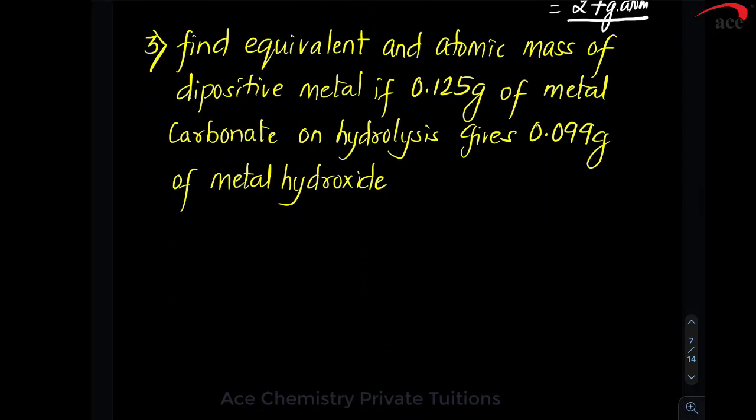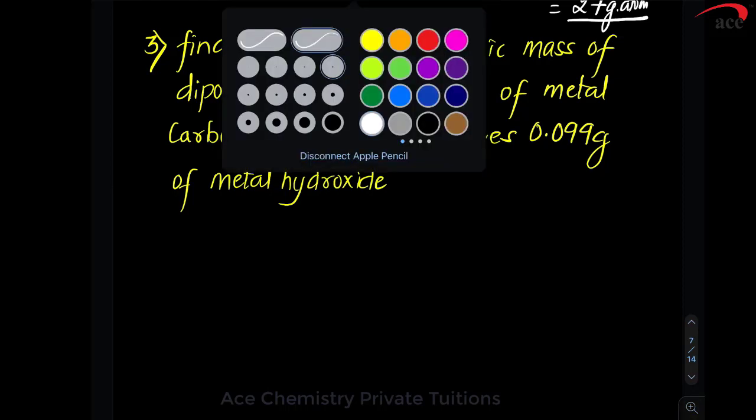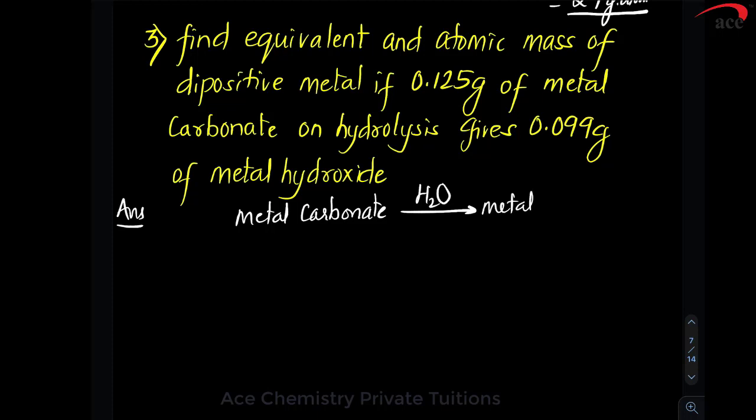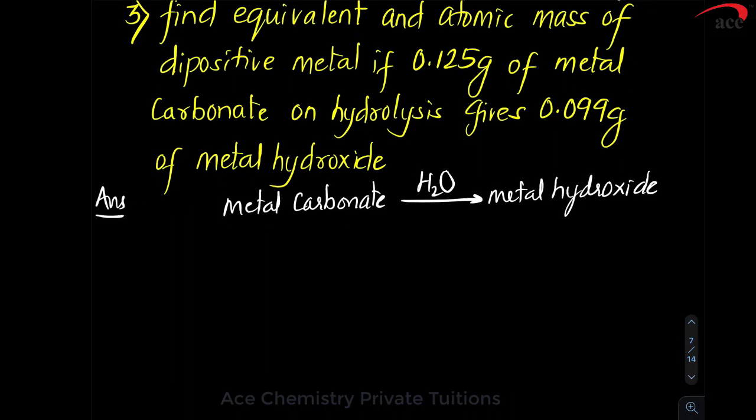Now, similarly, find the equivalent mass and atomic mass of a di-positive metal. What you can do is pause this video and try it yourself. Hope you have tried it. So, we will check how to do it. In this case also we are going to use the equivalent concept. Metal carbonate on hydrolysis, reacting with water, gives you metal hydroxide.